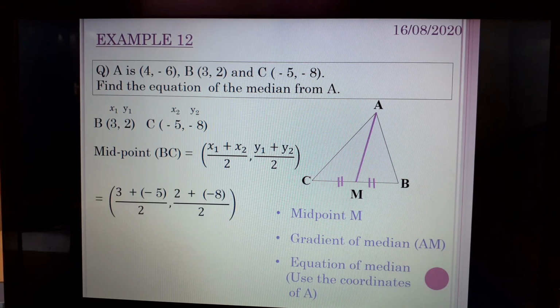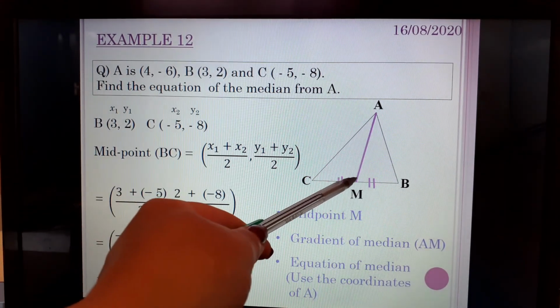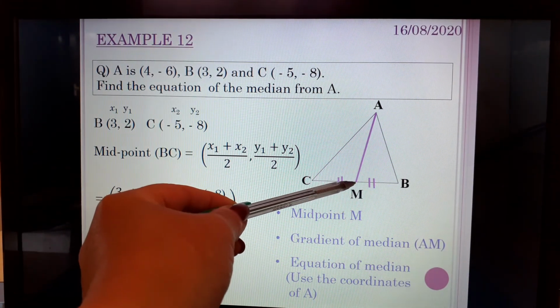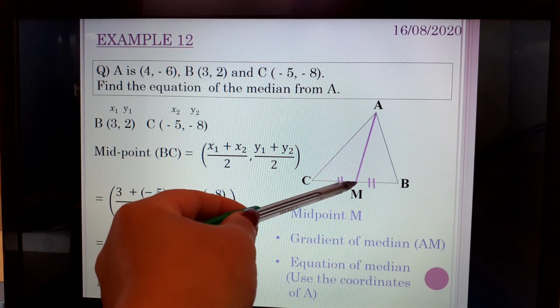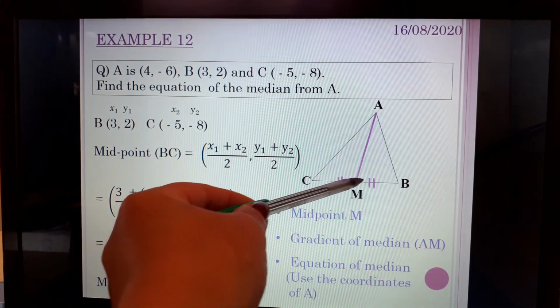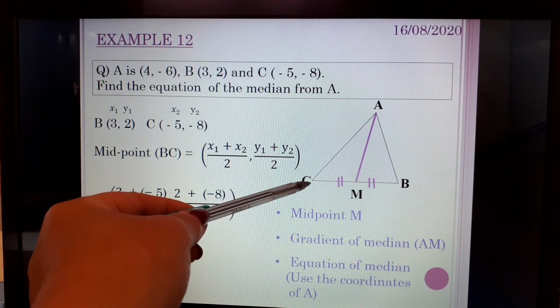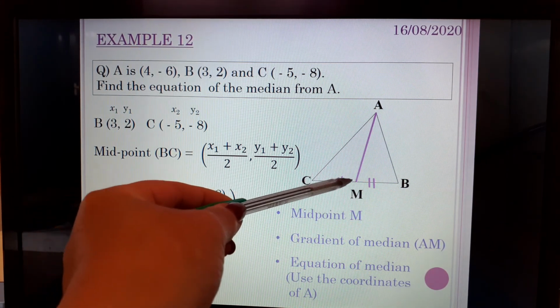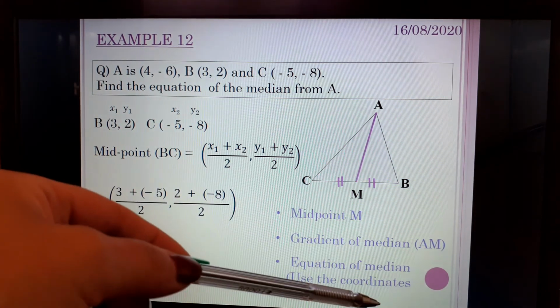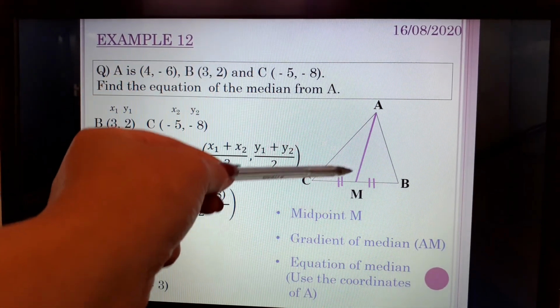So just a check with some simple numbers can help you. Okay, so we're going to do 3 plus -5 divided by 2, and 2 plus -8 divided by 2. 3 plus -5 is -2 over 2, and 2 plus -8 is -6 over 2. So we have -2 divided by 2, which is -1, and -6 divided by 2, which is -3. So we now have the midpoint here. So now I've worked out that that point there is -1, -3, and I now need to use that to get the gradient of that line. We don't need to work out the gradient of this line. It would be a waste of working if you were to do that, because it bears no resemblance to the gradient of that line. Okay, so we're now going to work out the gradient between A and M.